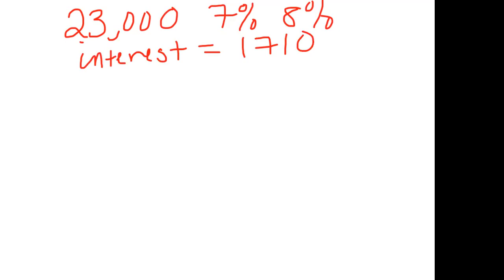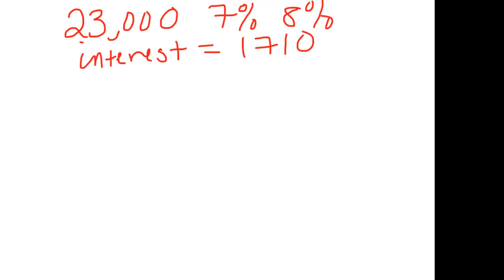Now, there's 2 ways to do this problem. You can do it in 1 variable or you can do it in 2 variables. So I'm going to show you the easier of the 2. And then if you want me to do it the other way, I can also do that for you. So the easiest way to do it, guys, is the 2 variables.